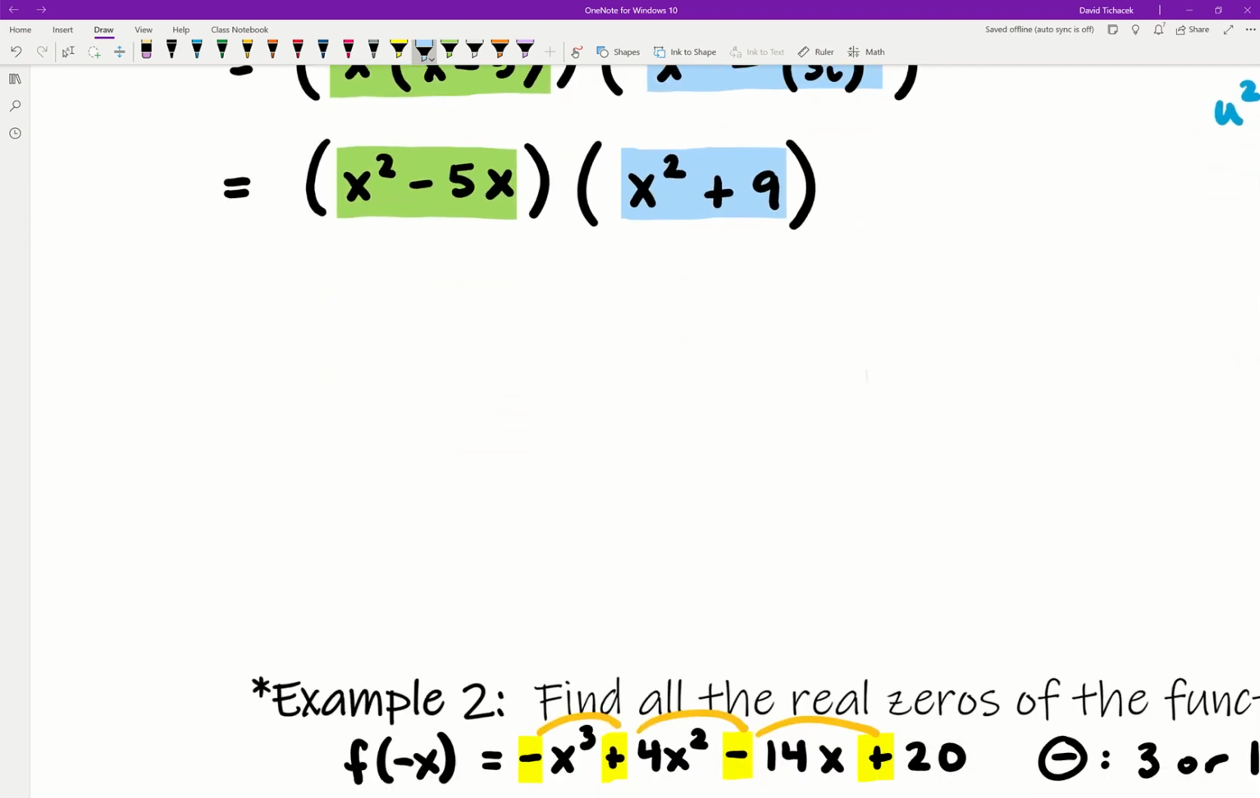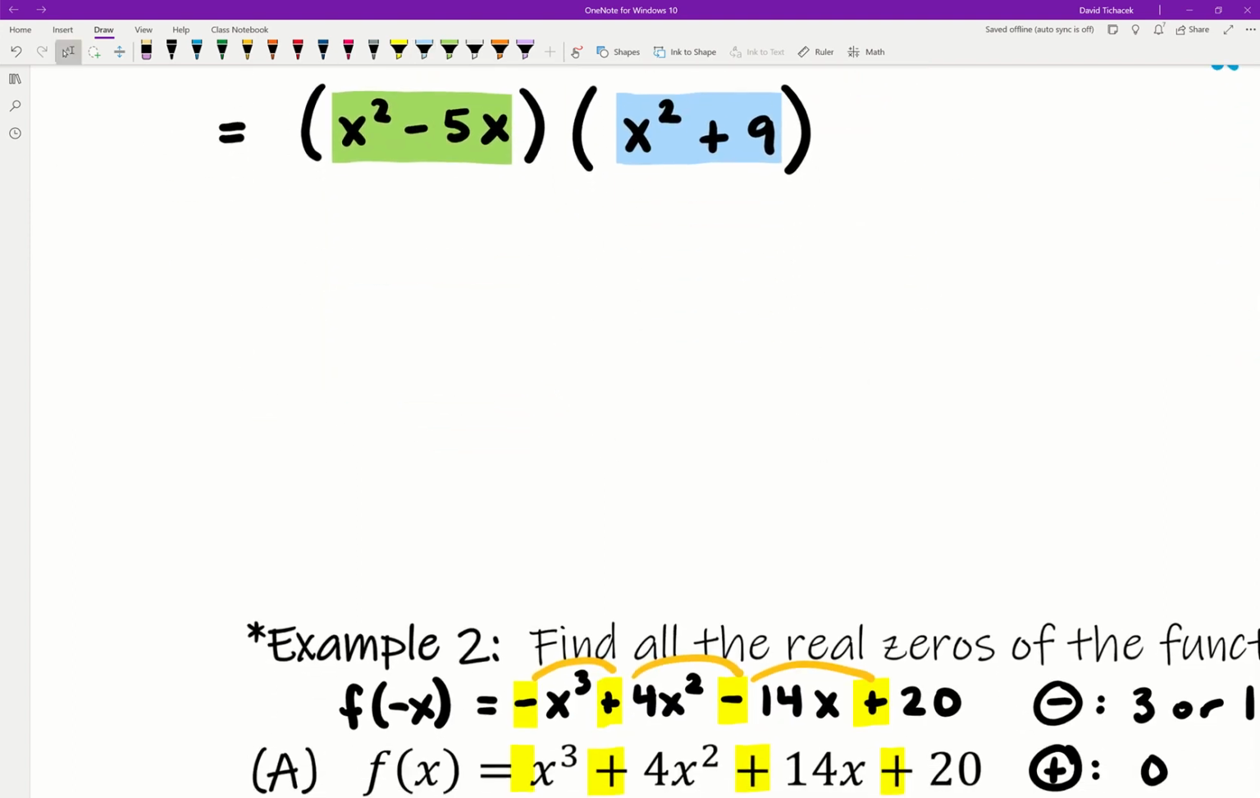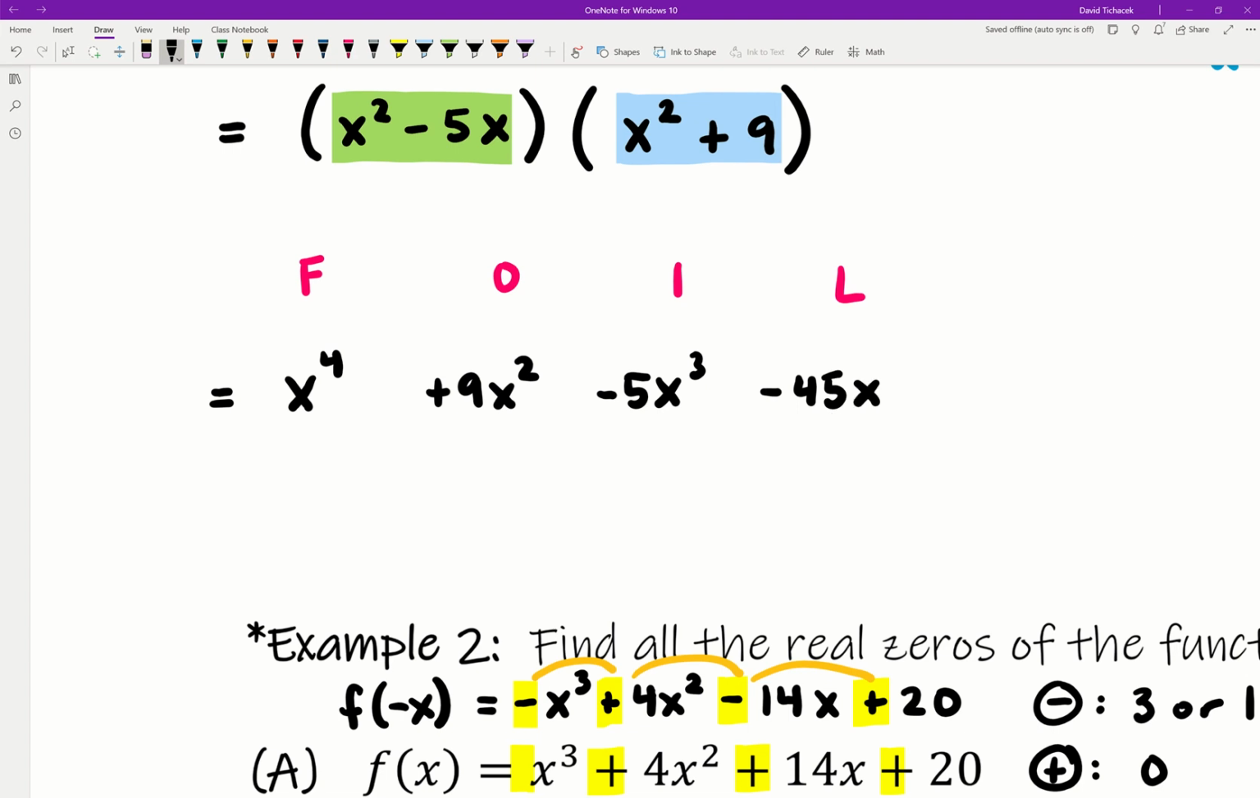And so now that we have this simplified down to just a binomial times a binomial, it would be at this point that we would just want to go ahead and continue by using our FOIL method, okay? So first, outer, inner, last. And again, we've done some videos in the past about explaining FOIL methods, so I'm not going to go through that too deeply here. I'll just point out that your F in FOIL is going to be x to the 4th. Your outer is going to be plus 9x squared. Your inner is going to be -5x to the 3rd. And then your last is going to be minus 45x, okay?